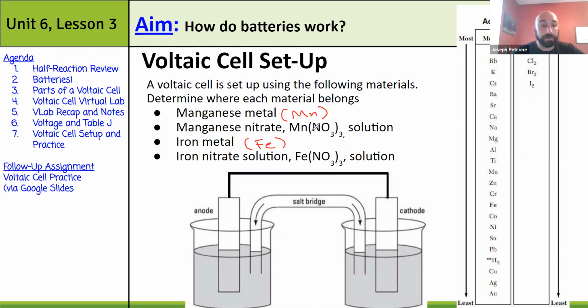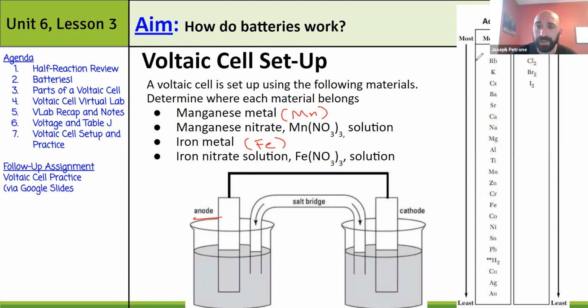So first thing we want to do is take a look at our table J and determine which element is more active. So essentially, which one is higher on the chart? And then, as you may recall, the higher on the chart, the more likely it is to oxidize, and therefore should be our anode.